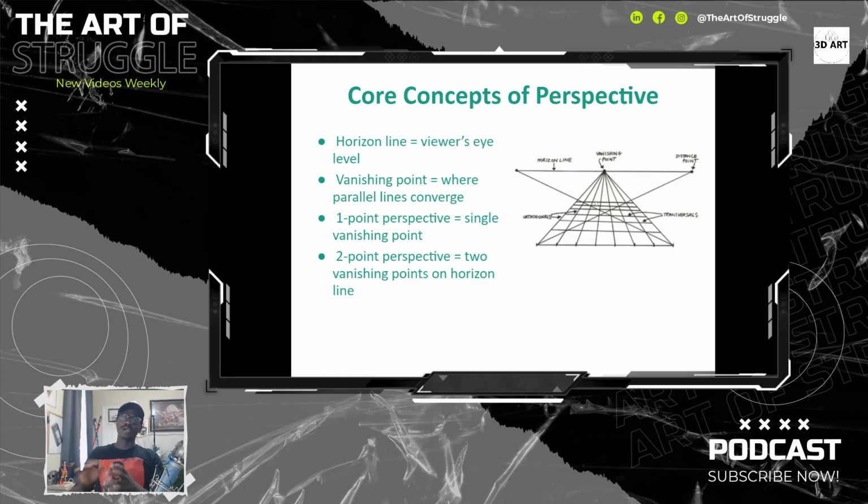So the core concepts of perspective: you've got the horizon line, which is the viewer's eye level, right? Then you've got your vanishing point where the parallel lines converge. So these points are the vanishing points. Then you've got 1-point perspective, which is a single vanishing point. 2-point perspective, which is 2 vanishing points on the horizon, 1, 2. And then you have your lines that help you denote where your lines are going to meet, right? There's also 3-point perspective as well.